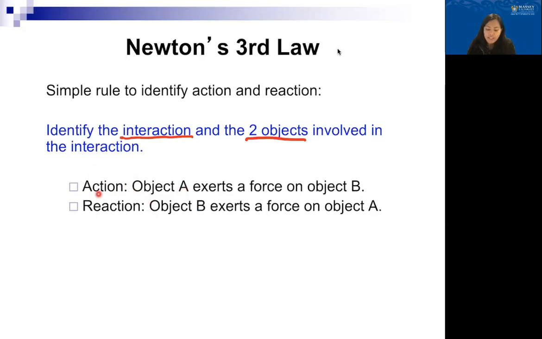So for example, the action is that object A exerts a force on object B. The reaction will still involve the same two objects. It's still object A and object B, except that for the reaction, it's object B that's exerting a force on object A. So it's the same two objects, but just the direction of the force is interchanged.